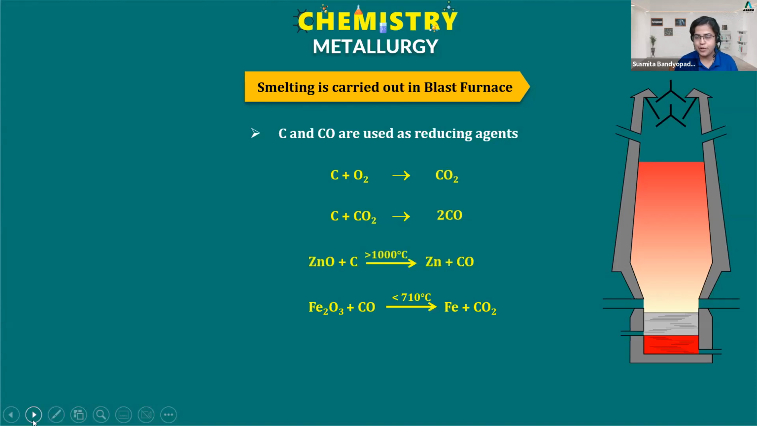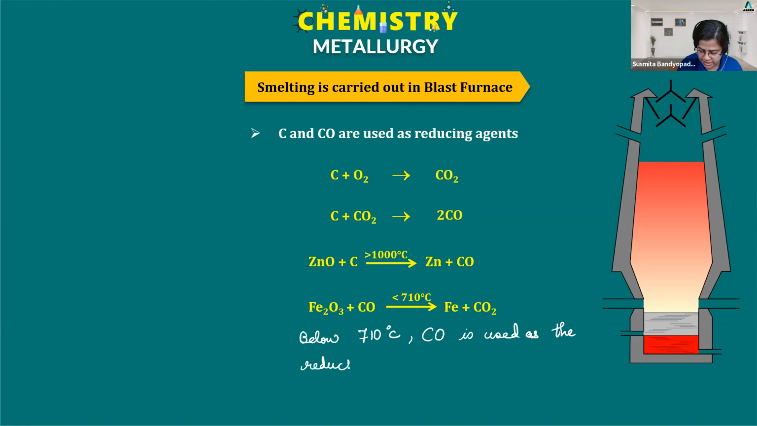I'll explain you through the Ellingham diagram, maybe in the next classes. Right now, let me tell you something. In the blast furnace, students, below, iron is my concern. Below 710 degrees centigrade, CO is used as a reducing agent. Kindly wait till I discuss the Ellingham diagram.